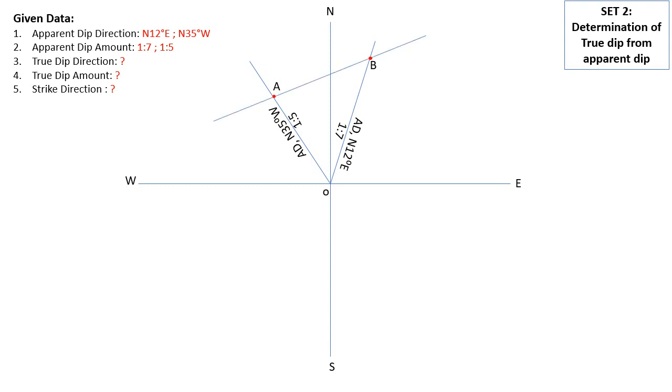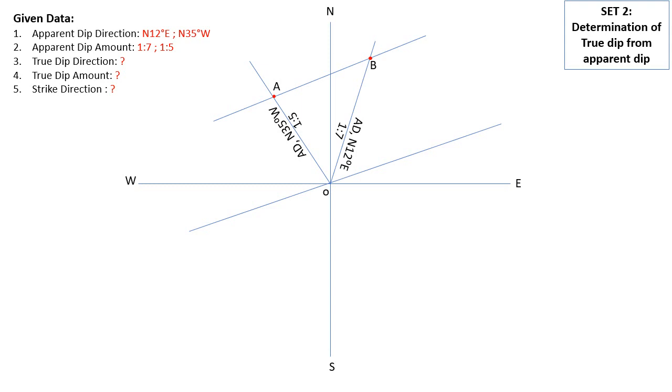Then what is the next step? We have to join the points AB. We are going to draw a line joining the points AB. Okay. Now this is the apparent dip. From the apparent dip we got the strike line. So the line which we have got, that is the strike line. Similarly, we are going to pass a line from the center, that is, we draw a line parallel to AB, passing through O.